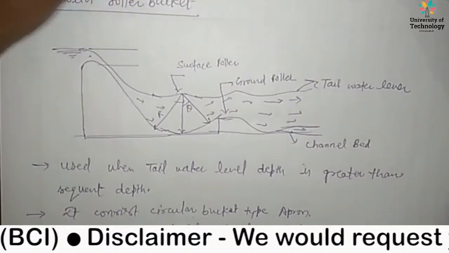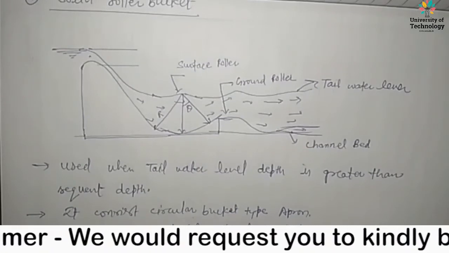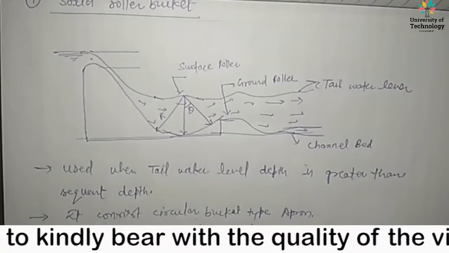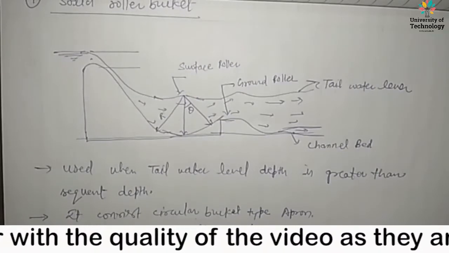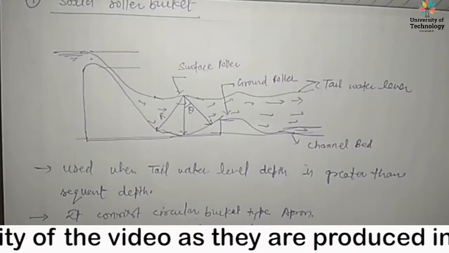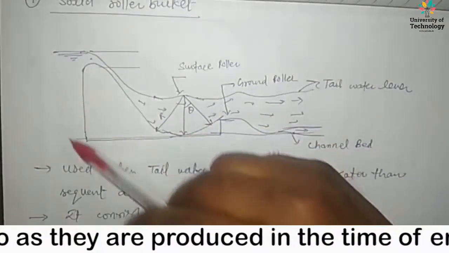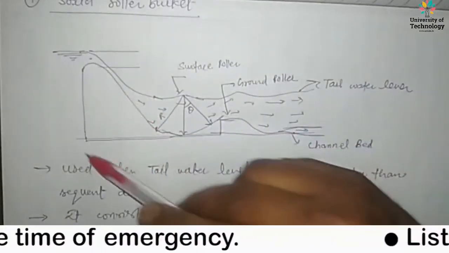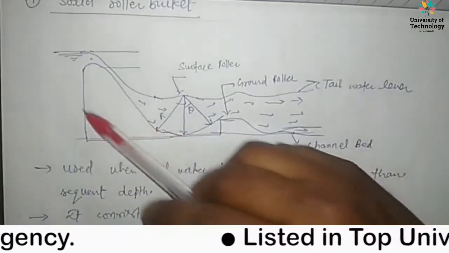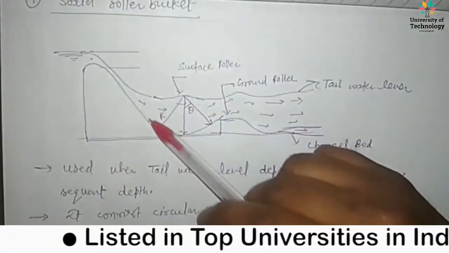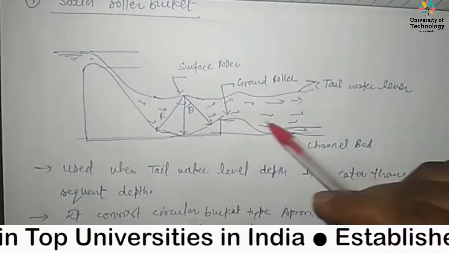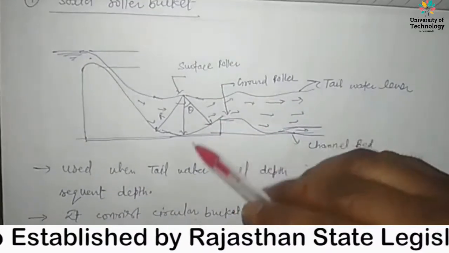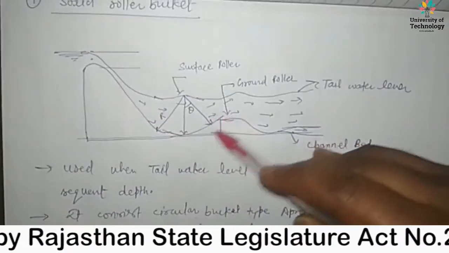So next, we can study one by one. Number one, solid roller bucket. You can see the diagram. This is the structure of the spillway. The crest wall is there. This is the heel part. This is the toe part, and the water flows through this portion towards the downstream, having some phenomenon like a hydraulic jump. And this is the bucket.